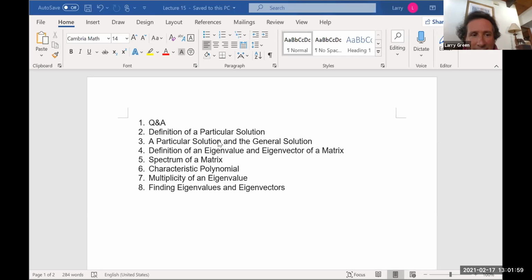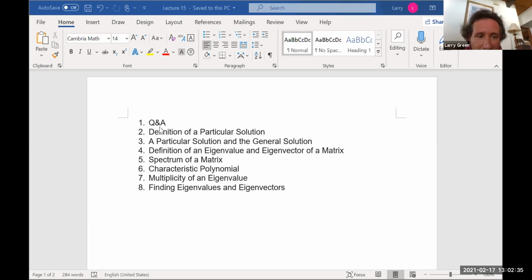So after defining a particular solution, then we'll talk about how a particular solution relates to the general solution. So you may have found one solution to the question, and you actually want to find out, well, what about all the solutions? How do you get all the rest of them? And again, if there's an infinite number of them, then you can't just list them all. So we'll talk about how you describe the entire set of solutions to a non-homogeneous system.